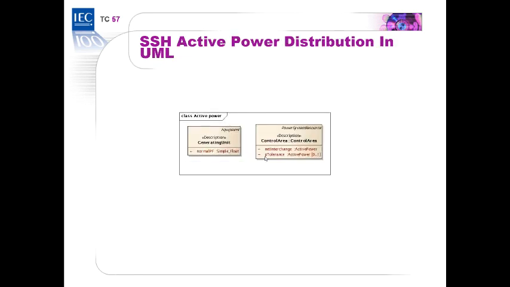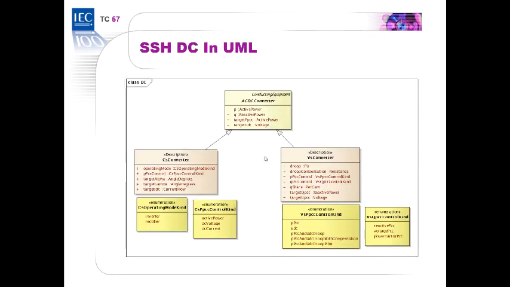This is for the active power and the injection part. And this is for the DC part. So we have the AC/DC converter, we have active and reactive power that correspond to the AC injection on the converter, and then we have, depending on the type, if it's a current source or a voltage source, a couple of different attributes for the voltage control and active power flow control.